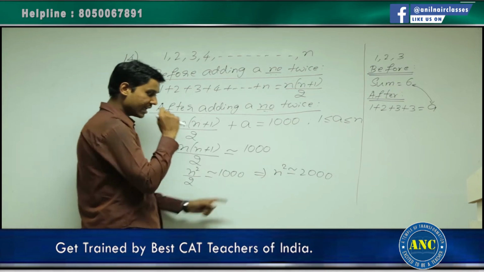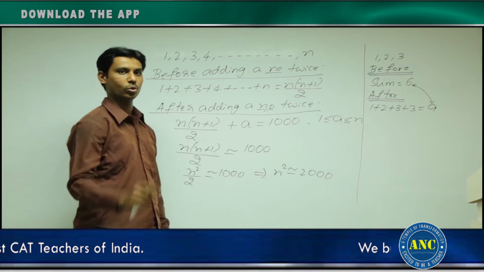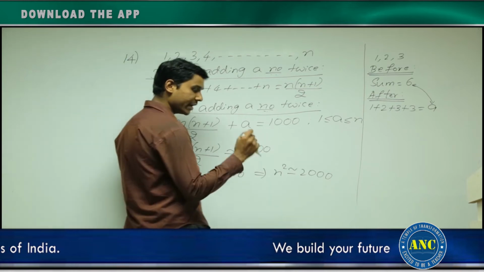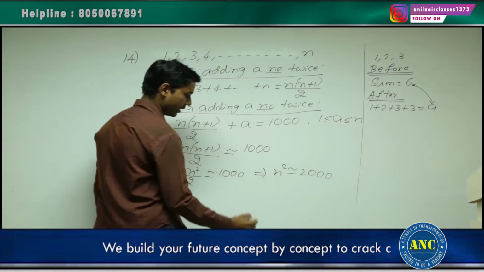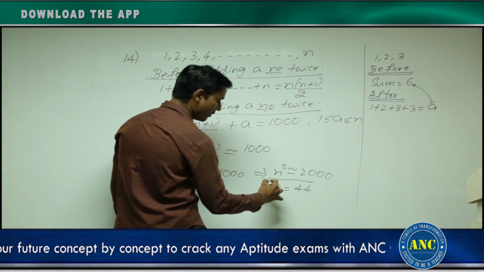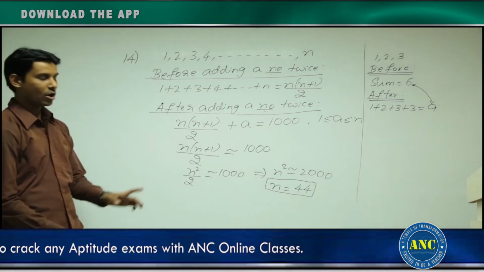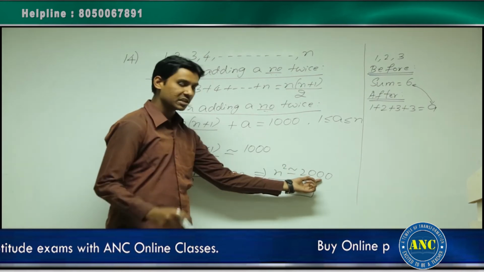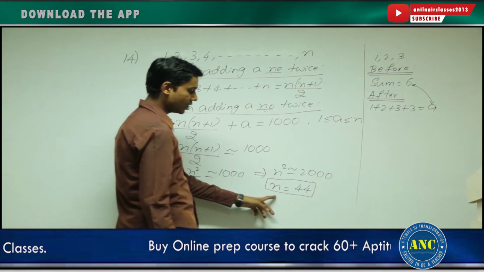Now, find a number which is a perfect square, just less than 2000. What is that number? That number is 44. What is 44 square? 44 square is 1936. 1936 is a number which is just less than 2000 and is a perfect square. That means n is equal to 44.